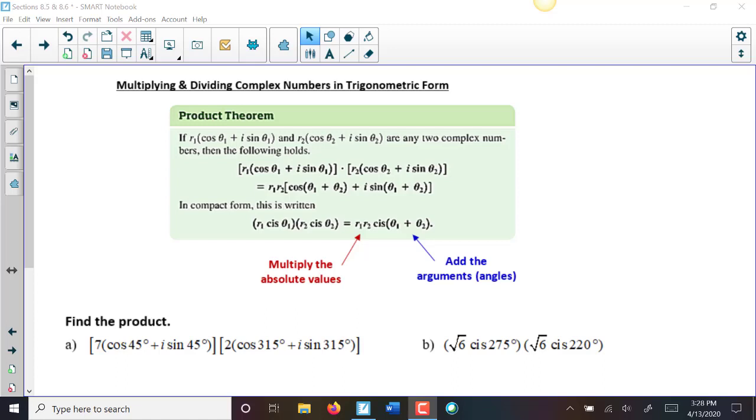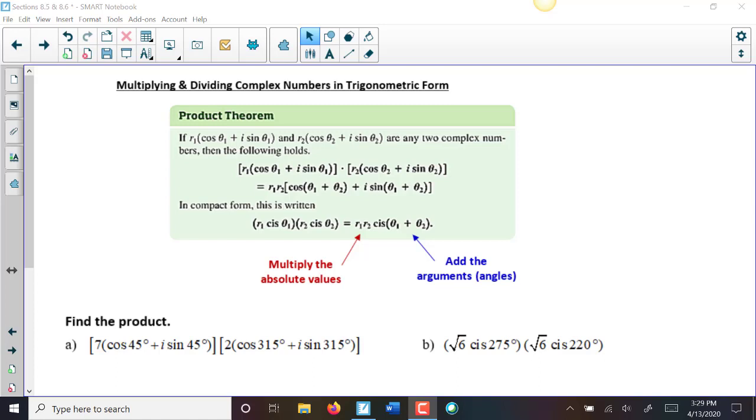Now that we have learned how to write complex numbers in trig form, we can now do some of the same operations on them as we did when they were in algebraic form. So let's start out by multiplying complex numbers, what they call the product theorem.